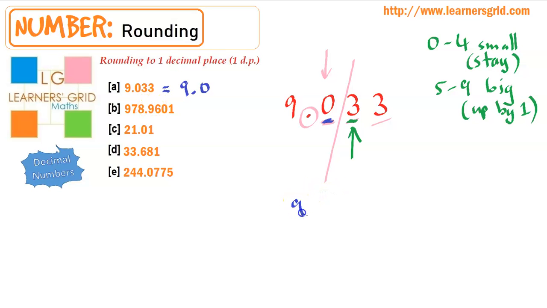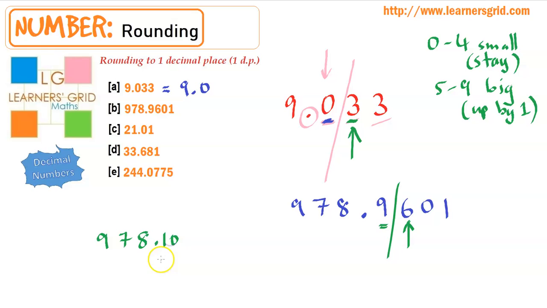Okay, let's try B. So B is 978.9601. So a lot of digits. Again, let's identify the first decimal place, which is here. So the cutoff is here. Right. Indicator digit is here. Is it big or is it small? Well, it's big. So this digit here, this 9 has to go up by 1. However, this is a bit tricky because we can't turn this 9 into a 10 so that it looks like 978.10. No, that's not how it works. That's not the correct answer.